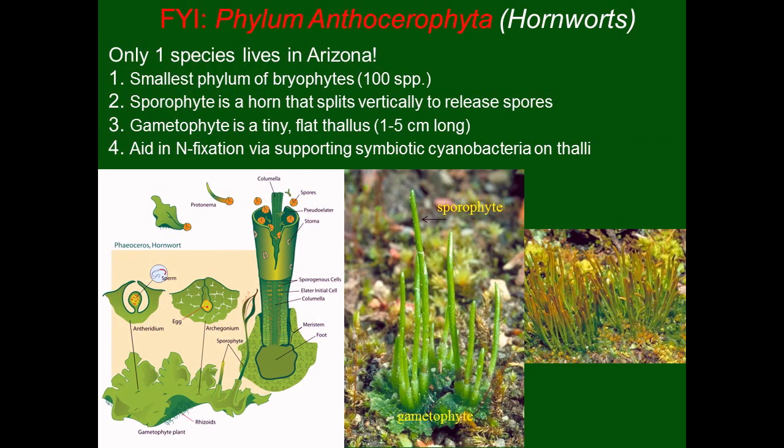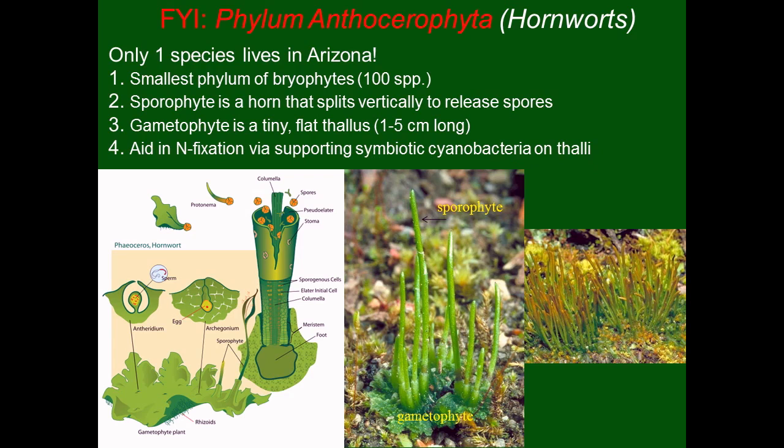The phylum Anthocerophyta, which are the hornworts, we only find one species that lives in Arizona. They're the smallest phylum of bryophytes, with only 100 species described. The sporophyte is a horn that splits vertically to release spores. The gametophyte is a tiny flat thallus, usually about 2 or 3 centimeters long. They aid in nitrogen fixation via supporting symbiotic cyanobacteria on the thalli.